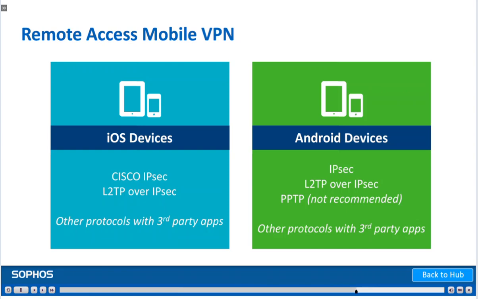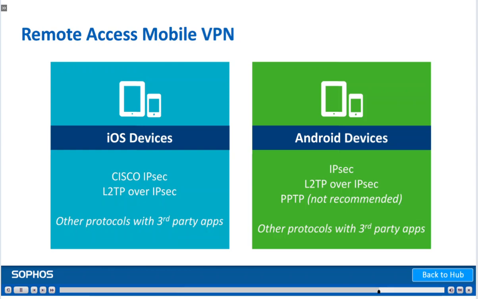Users can connect to the Sophos XG Firewall VPN using any current smartphone or tablet. We'll look at Apple iOS devices and Android devices, as these are the most commonly used. Apple iOS devices can connect to Cisco IPsec and L2TP over IPsec VPNs, and Android devices can connect to IPsec, L2TP over IPsec, and PPTP VPNs. These are only the natively supported VPNs. Other protocols are supported through third-party applications.